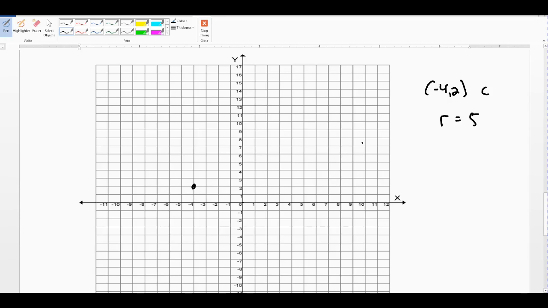The radius is 5. Once again, I'm going to count 5 up, down, left, and right from this center. This is the only center I know. There's 1, then up 5, 1, 2, 3, 4, 5. Then left 5, 1, 2, 3, 4, 5. Then down 5. Always counting from the center of the circle. That's 5, 5, 5, 5. Then connect the dots. Perfect circle. But you should get the idea of what's going on.